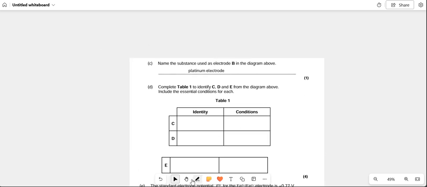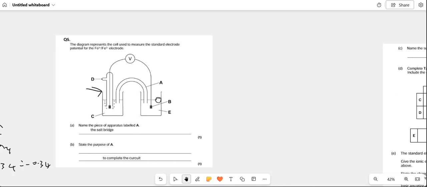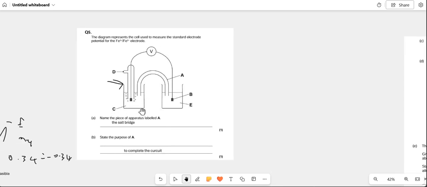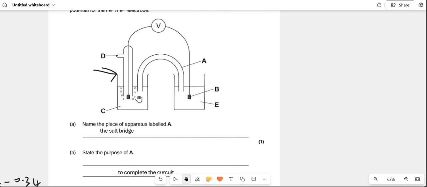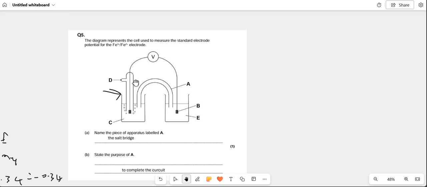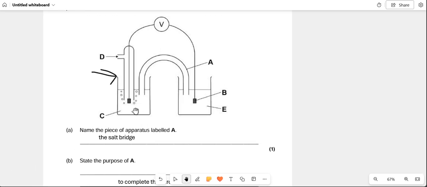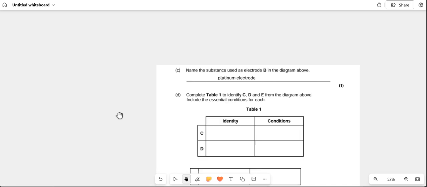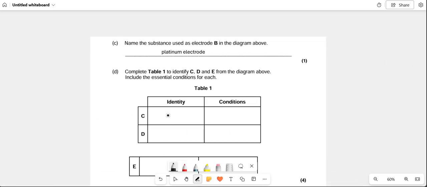Calm. Complete table 1 to identify C, D, and E. So what's C? C is just whatever acid is going to produce the H plus ions in the standard electrode. Whatever is making this H plus just needs to be any monoprotic acid, so just say HCl. I think you can just put H plus as well.